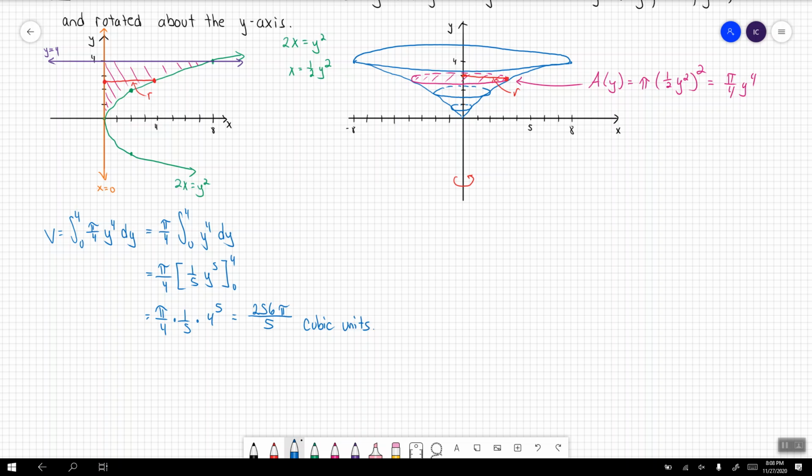So again, we always have to pay attention to what is the radius and how are we initially identifying that radius. We can integrate with respect to the x-axis or with respect to the y-axis, whichever one we see fit and whichever one will help us evaluate that particular volume the easiest.